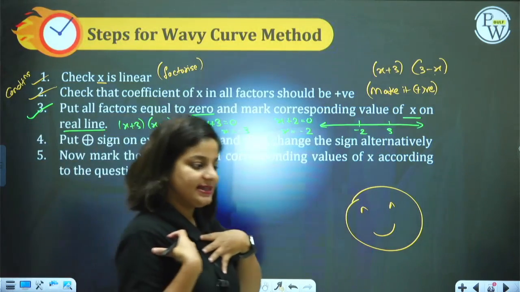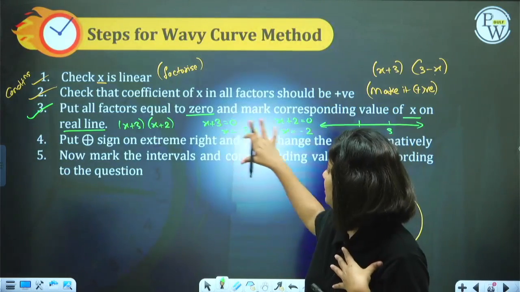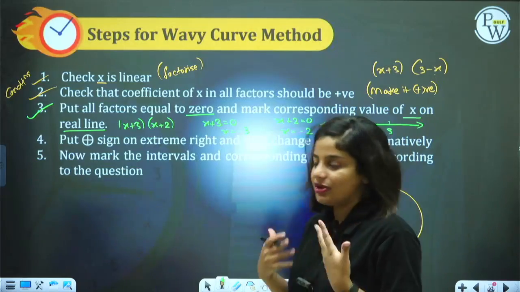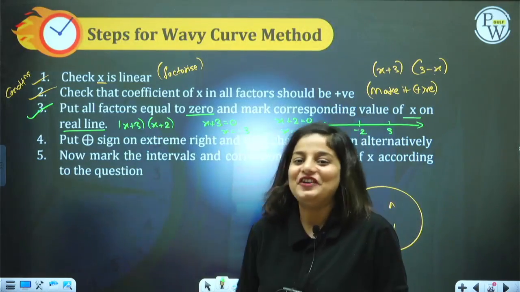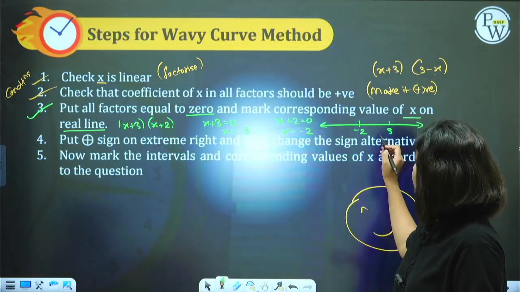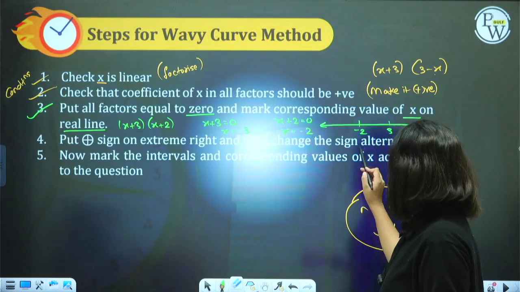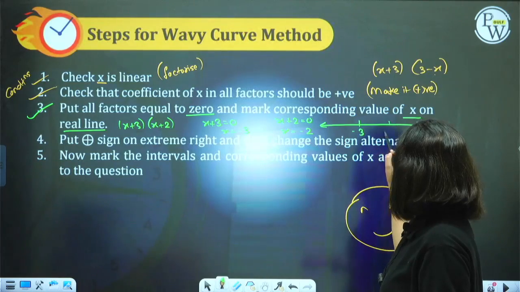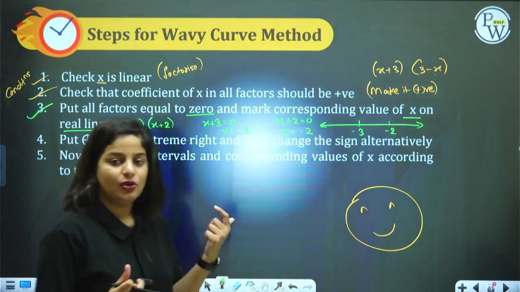I will take an example to solve this. Do not worry at all. If something is not visible here, don't worry, I'm saying try to listen. Put each factor equal to 0 and you will get the values of x as minus 3 and minus 2. Minus 3 is smaller, isn't it? Minus 3, minus 2. Putting each term equal to 0 and getting the value of x.